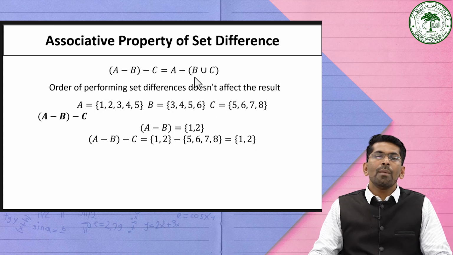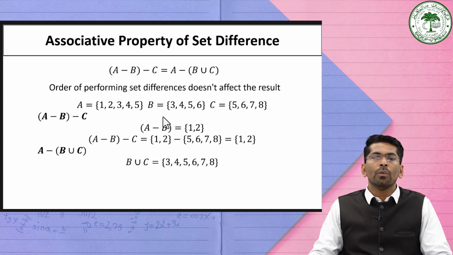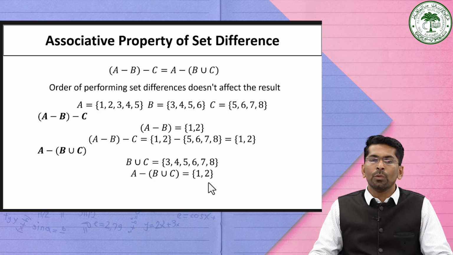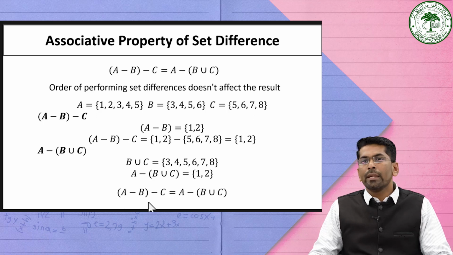Similarly, here A minus (B union C). Here B is equal to {3, 4, 5, 6} and C is equal to {5, 6, 7, 8}. So B union C is equal to {3, 4, 5, 6, 7, 8}, without considering the repetition. Then A minus (B union C) is {1, 2, 3, 4, 5} minus {3, 4, 5, 6, 7, 8}, which is also equal to {1, 2}. Therefore, we can say that (A minus B) minus C is equal to A minus (B union C).